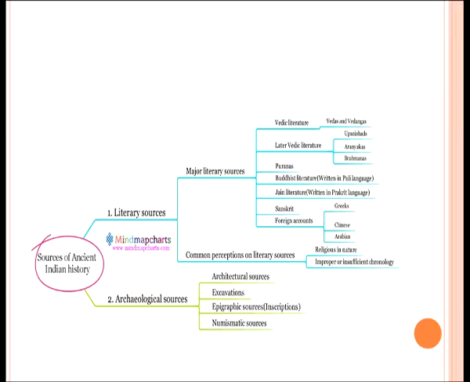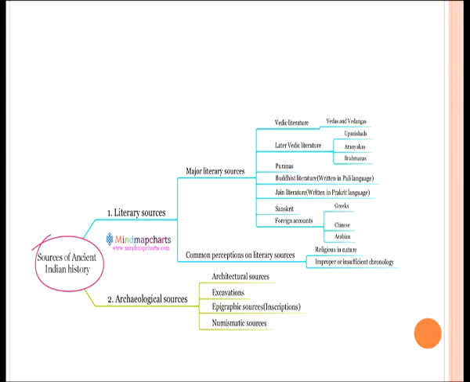Next, we have sources of ancient Indian history. Here, this concept map tells us that there are majorly 2 kinds of sources. One are literary sources and the other are archaeological sources. Now, literary sources are further divided into major literary sources and common perceptions on literary sources.